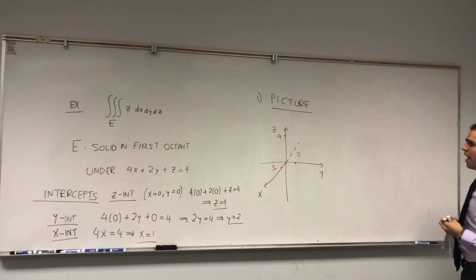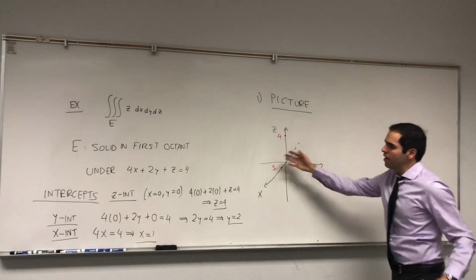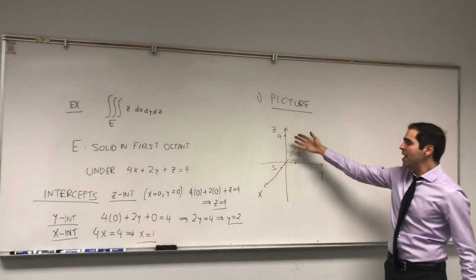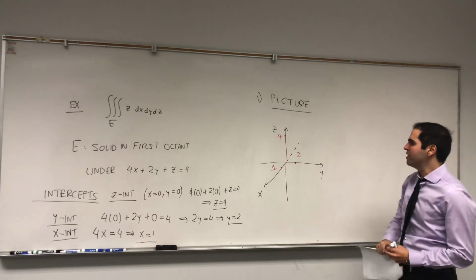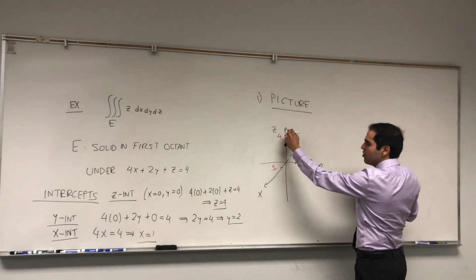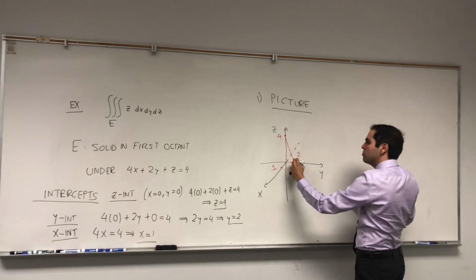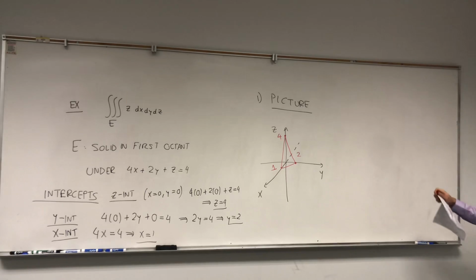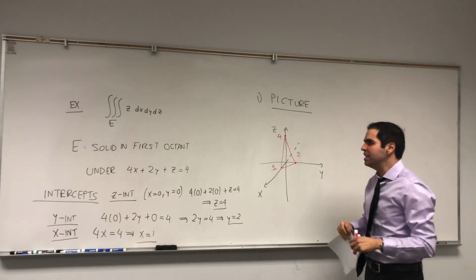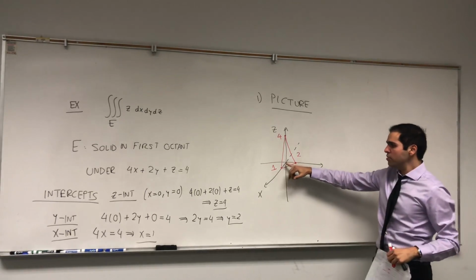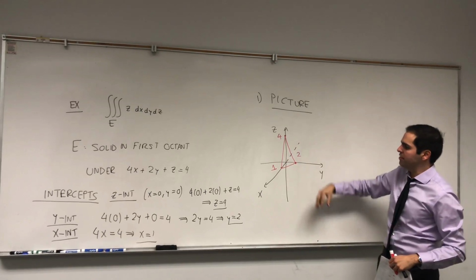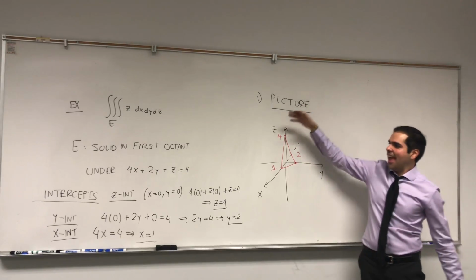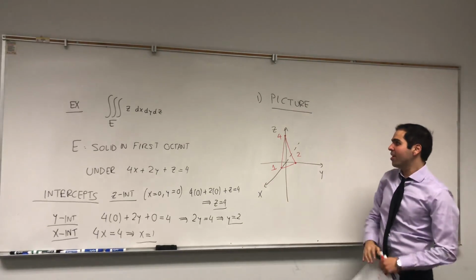Alright, very good. And now the question is, what is this thing 4x plus 2y plus z? Well, it's a plane that contains all those points. And in particular, it should contain the line connecting those points. Like this. And now it gives you a better idea of what the solid E is. First octant means x, y, and z are positive. So we're really talking about the region here. And z in E is everything underneath.